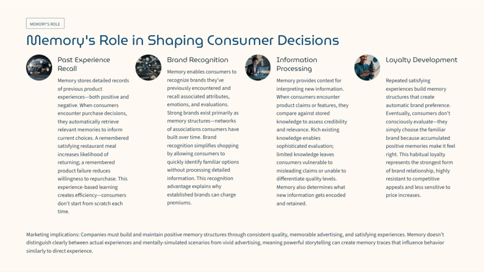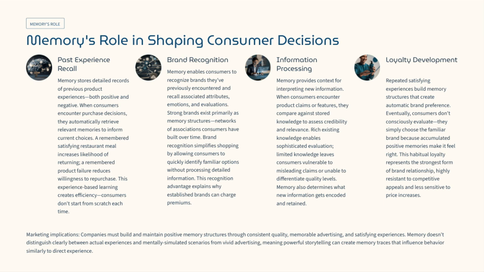Moving on to recognition and recall, memory allows consumers to recognize brands they've encountered before and to recall associated attributes, emotions, and evaluations. Strong brands are essentially built as networks of these associations stored in memory. This recognition makes shopping easier, as consumers can quickly identify familiar options without having to process every detail. That recognition advantage is a key reason why established brands often command premium prices.